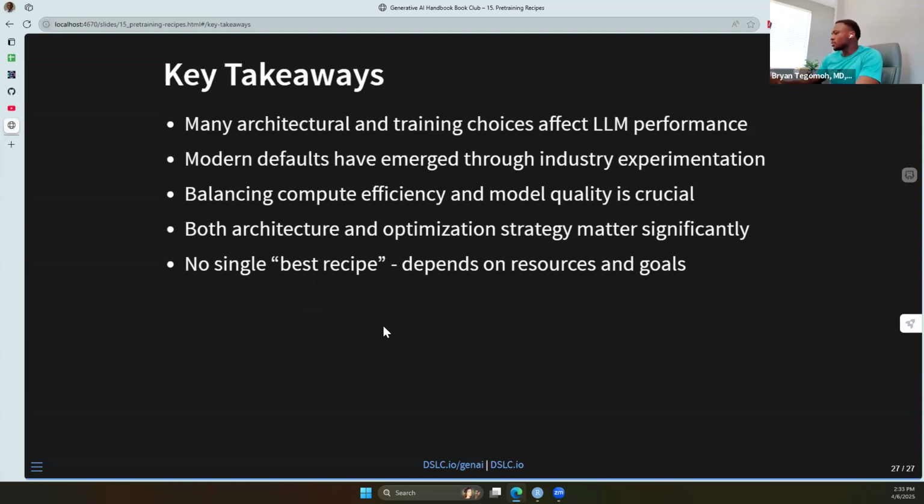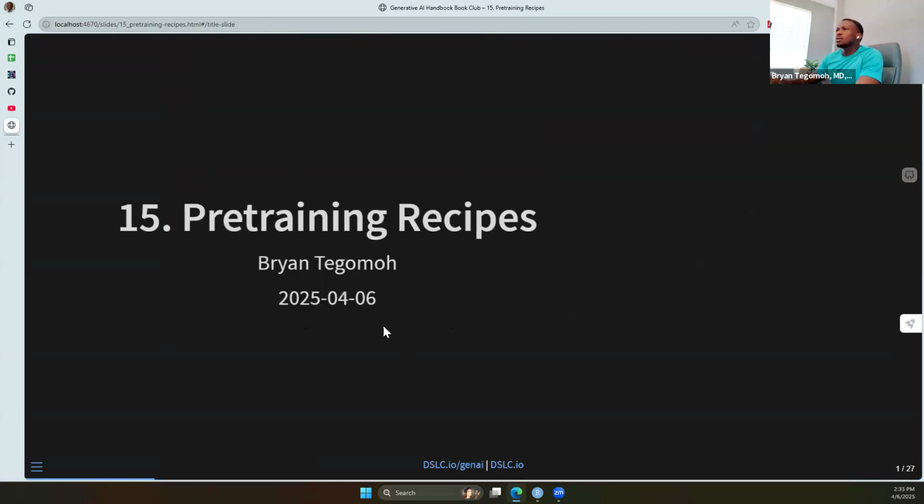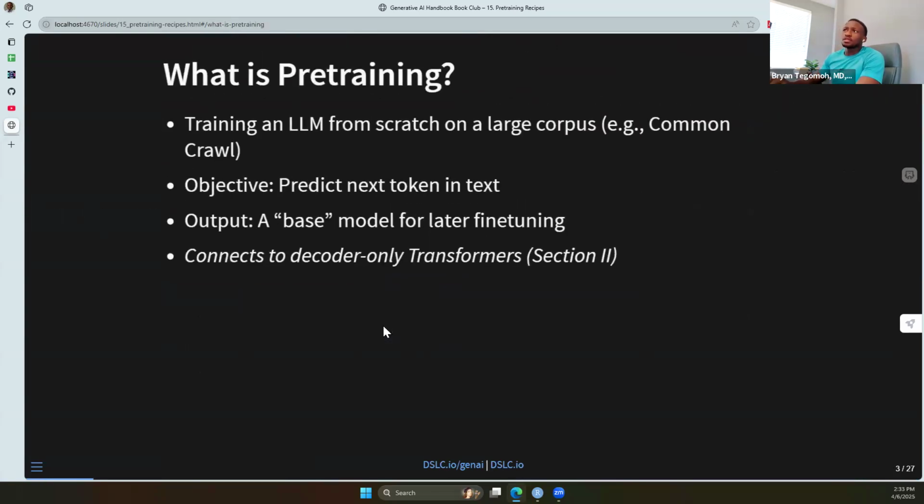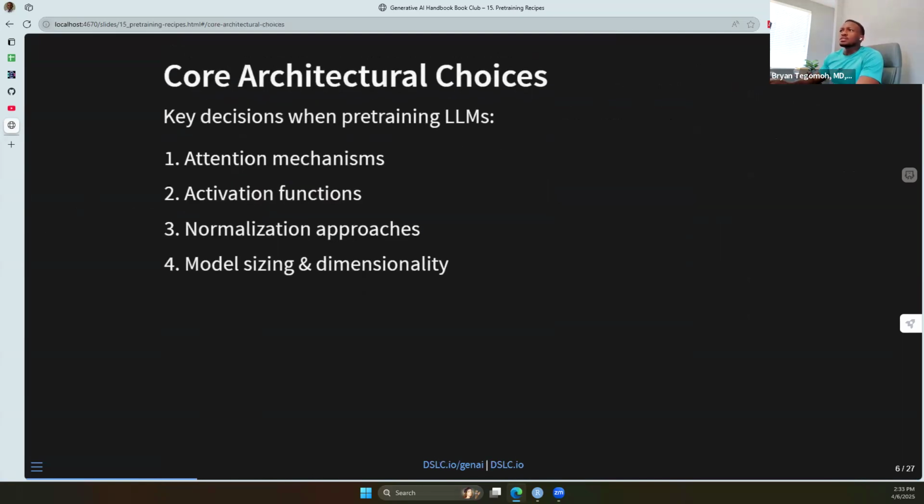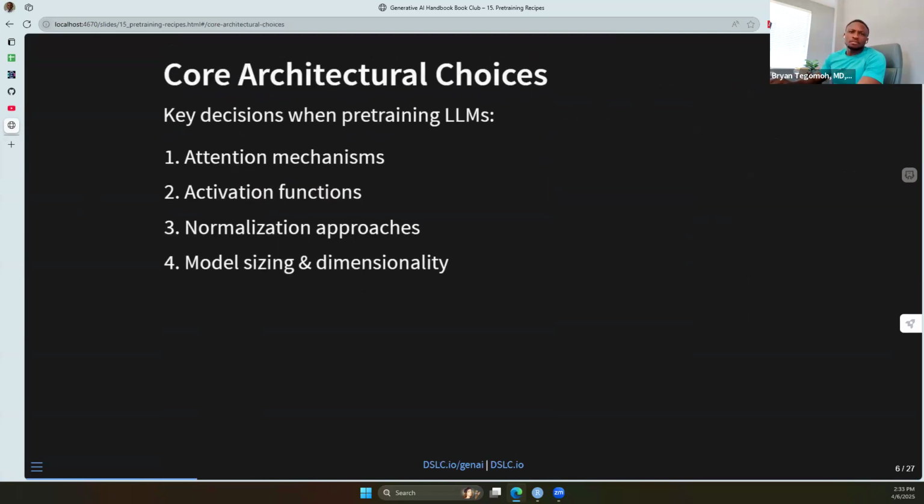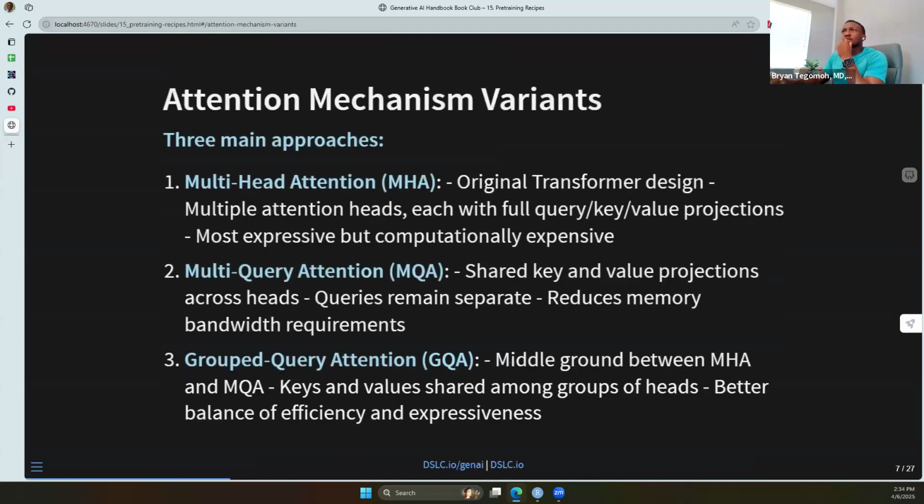I just really wanted to lay the foundation there on what the requirements are, what things go into pre-training these large language models. I talked about the attention mechanisms. I spoke about the activation functions, talked about different ways to stabilize the models so they don't deviate from what they've been trained to do. Spoke a little bit about model sizing and dimensionality.